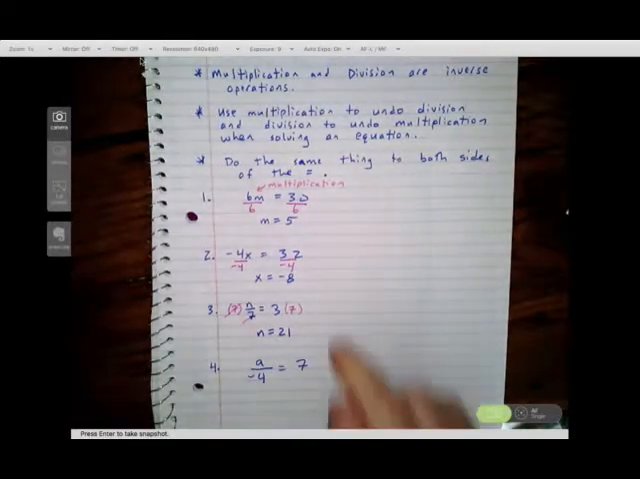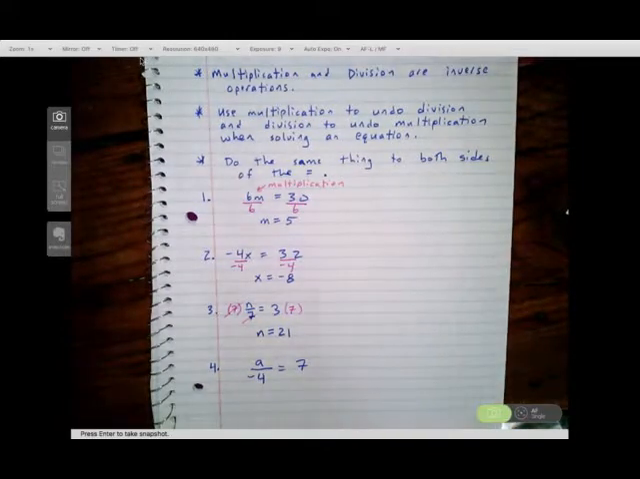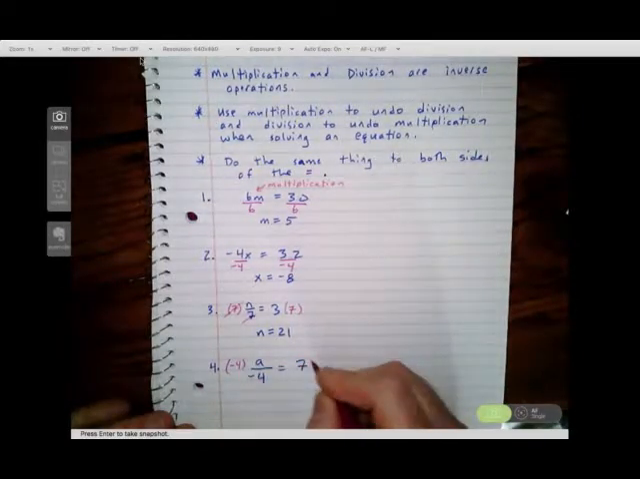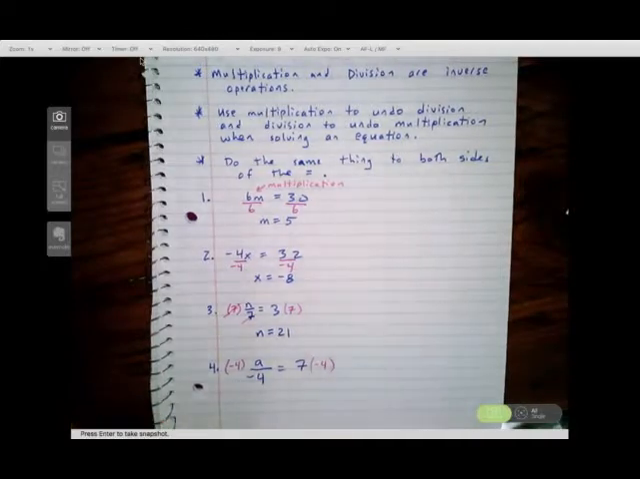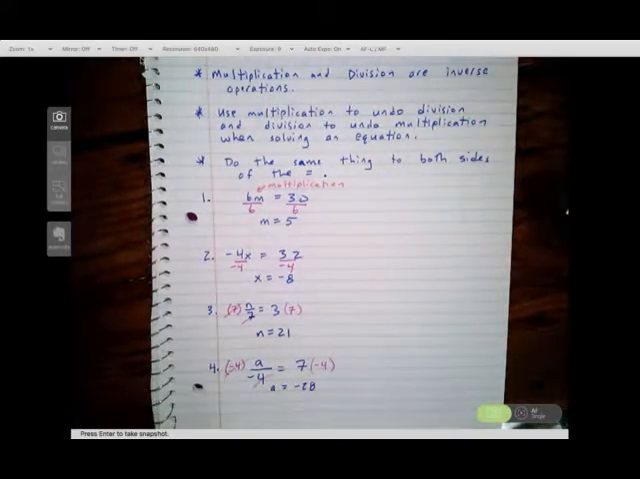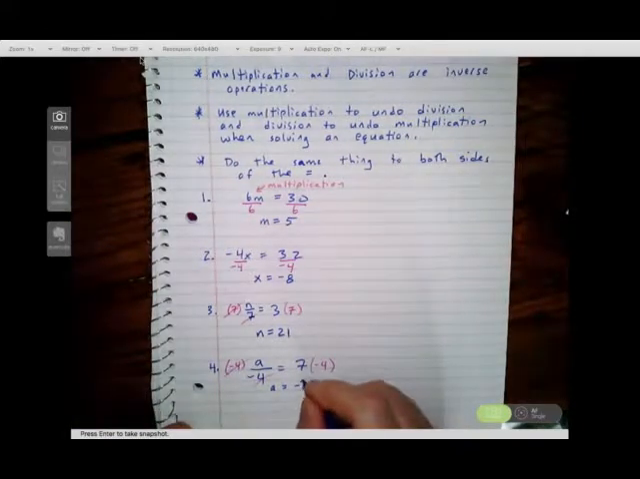Again, just like up here, it doesn't matter if it's a negative. So a, that's an a, not a 9. a divided by negative 4 is 7. We're going to clear out the dividing by negative 4 by multiplying both sides by negative 4. Again, over here, negative 4 over negative 4, they cancel each other out. And all you're left with is a equals negative 28. Okay, that's a little hard to read. That's a 2. Negative 28.